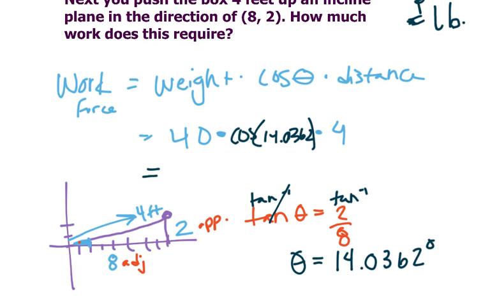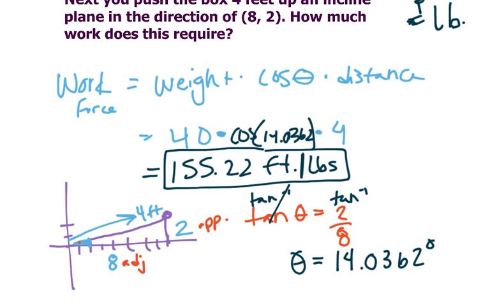Okay. So we've got 40 times cosine of that angle, and then times 4. So it's going to take 155.22 foot-pounds in order to move that 40-pound box 4 feet up that incline at 14 degrees.